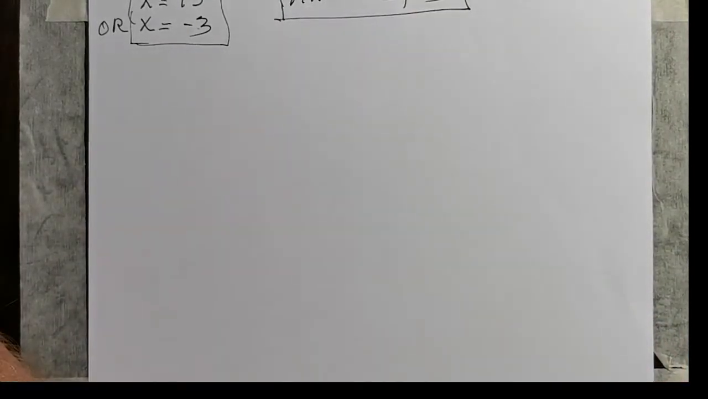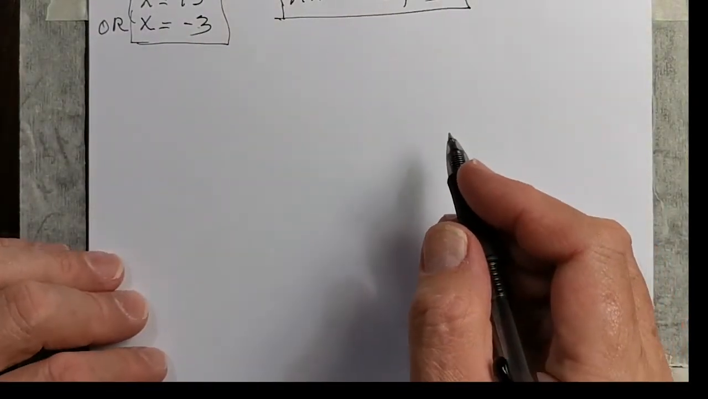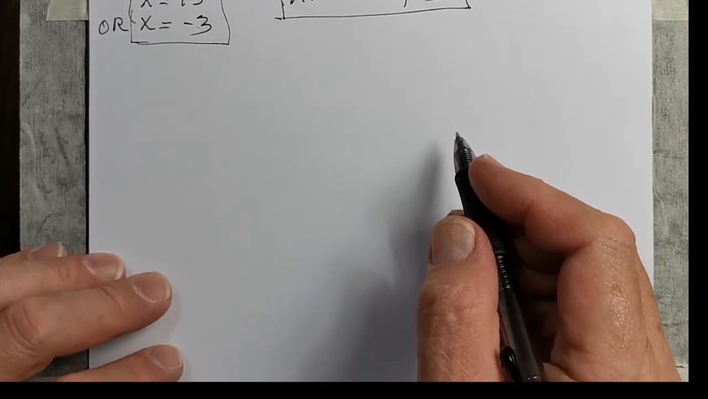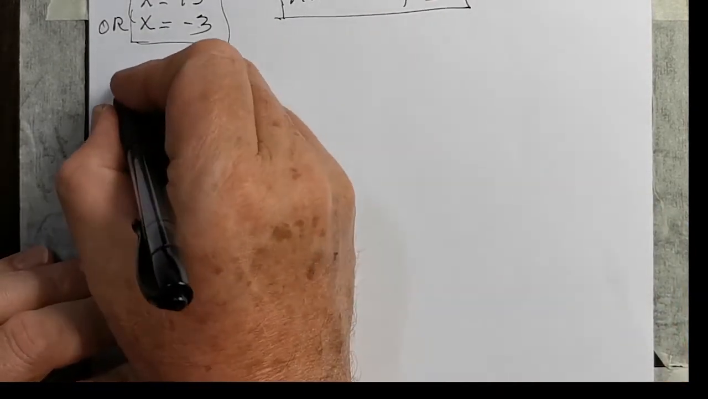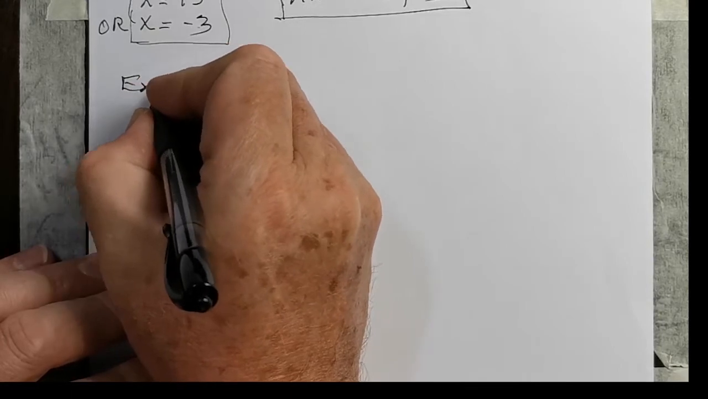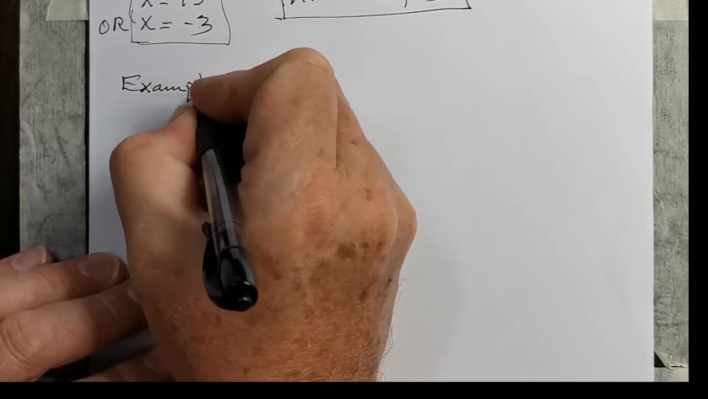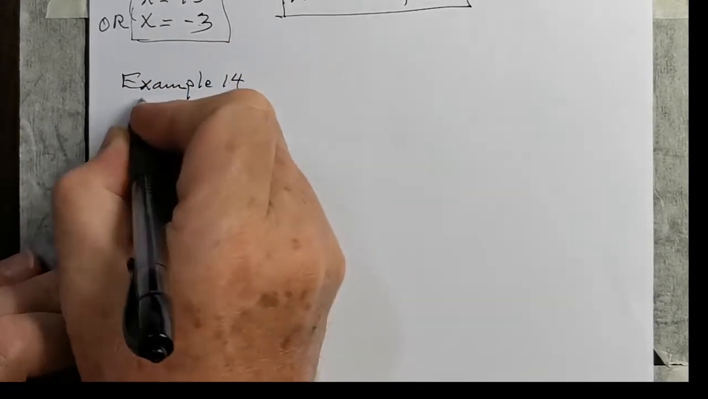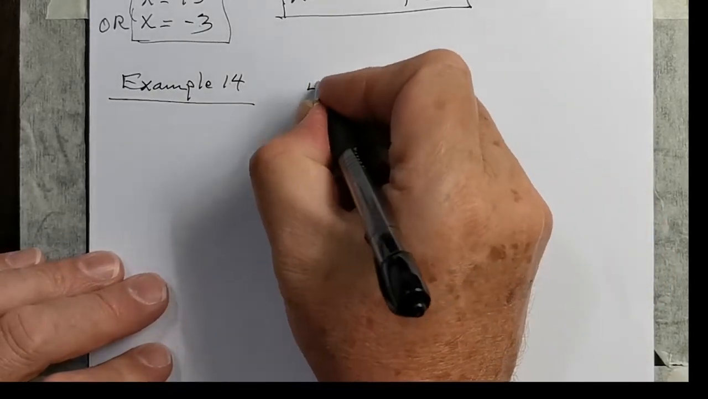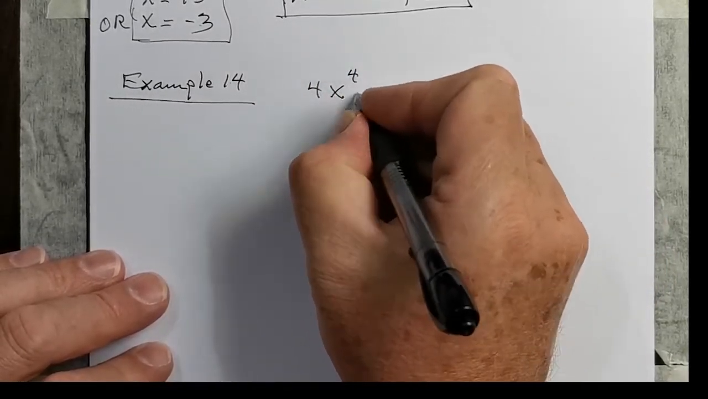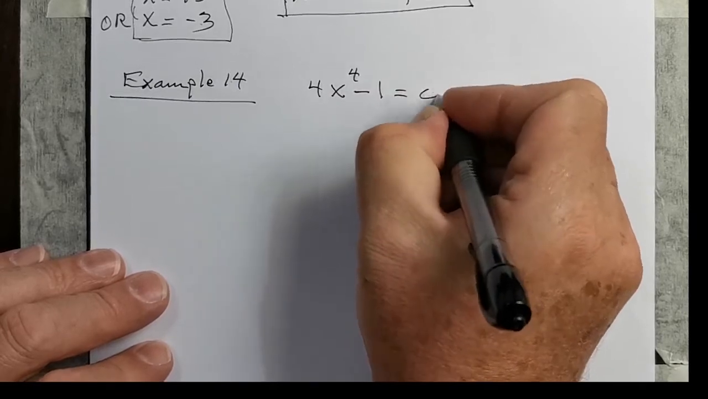Let's move now to example number 14. We're getting down toward the end here. Example number 14. What if I have 4x to the fourth minus 1 equals 0?